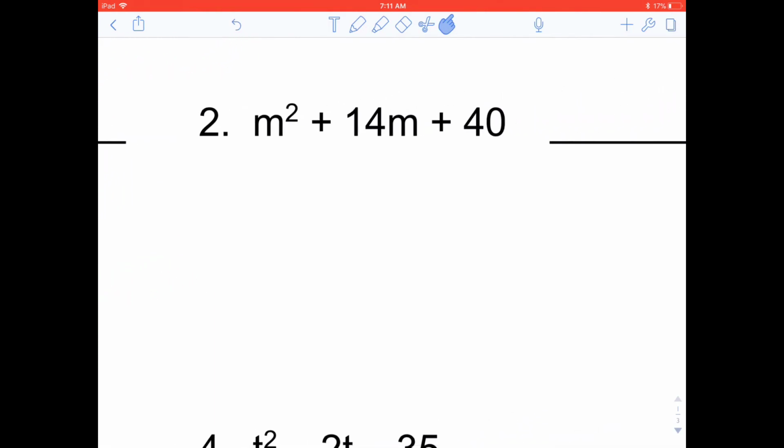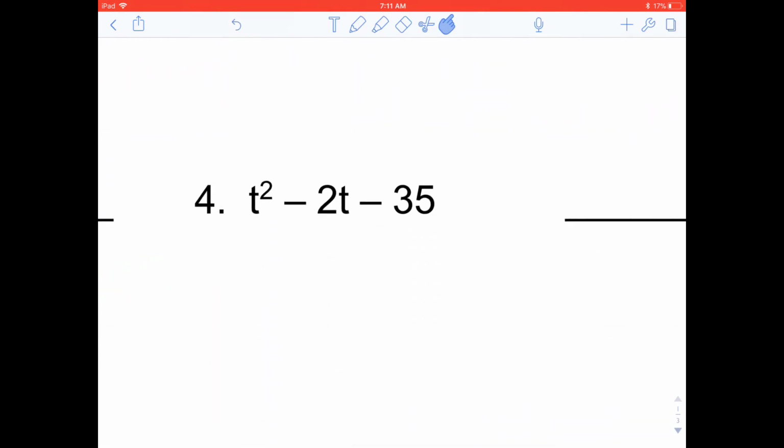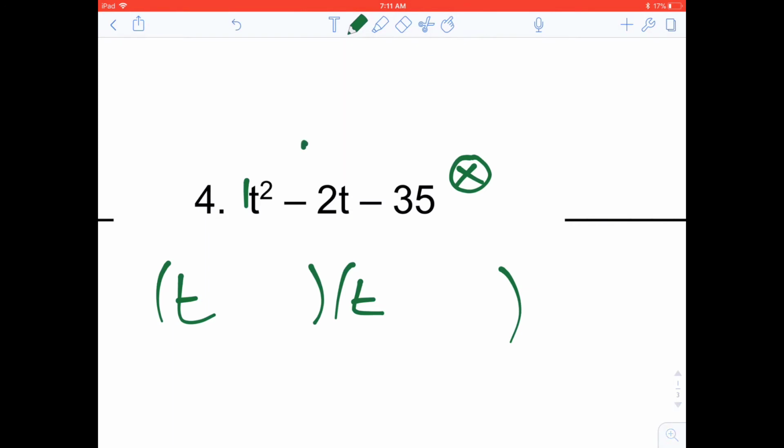Let's jump down to question 4. So our goal is to get it to look like this. Since we have a 1 in front of the t squared, we're just going to go t and t. And now you have to do your products and sums. So give me two numbers I can multiply by that will give me negative 35, but when I either add or subtract them, it gives me negative 2.